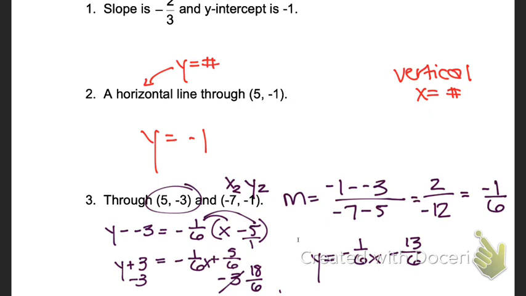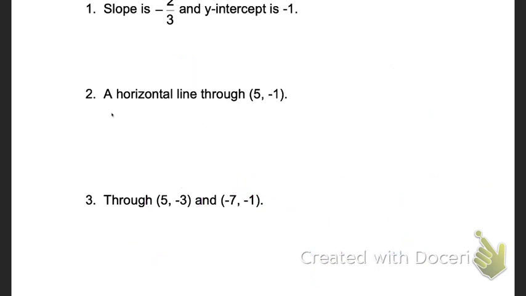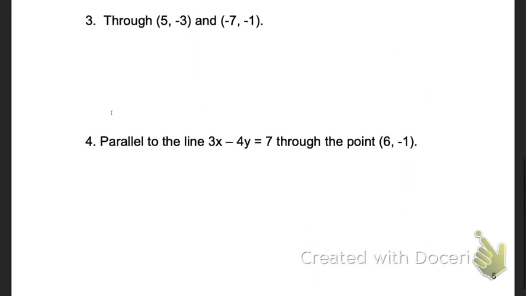On number 4, let me erase this real quick for you, and then we'll go to look at number 4. I'm just going to get you started on number 4 and see how you can go from there. Anyone remember the whole parallel business? Parallel lines have the same what? Slope. Okay, so how do I know what slope that line has? Got to put it in y equals mx plus b first.